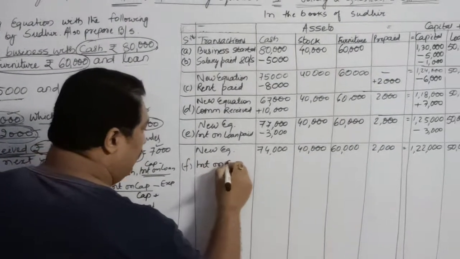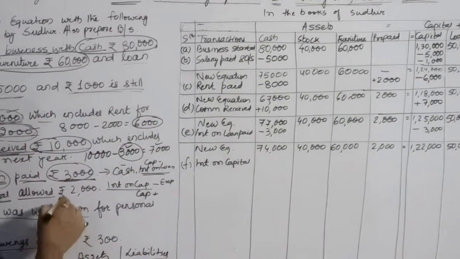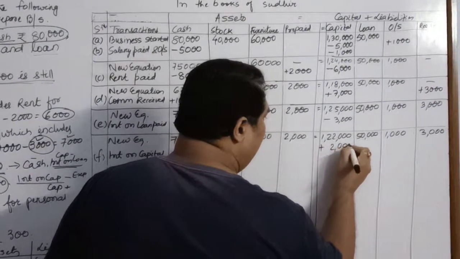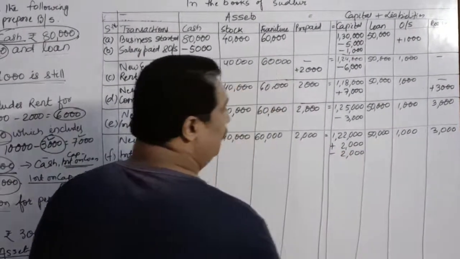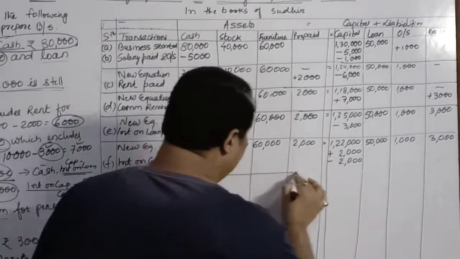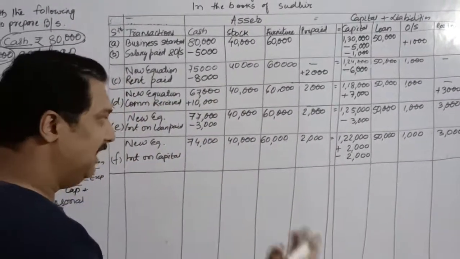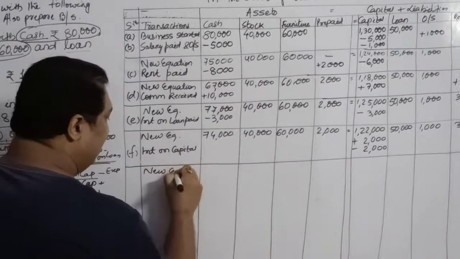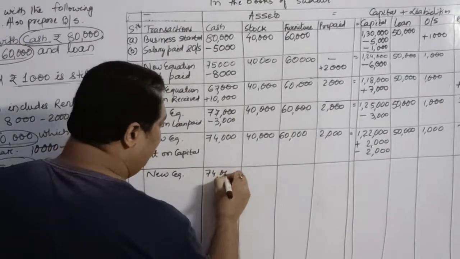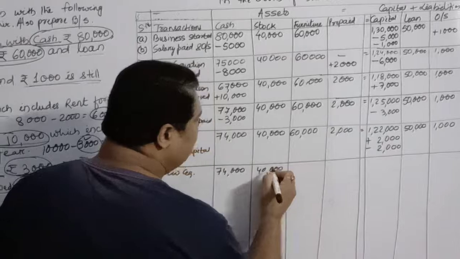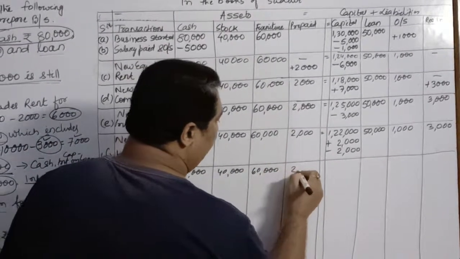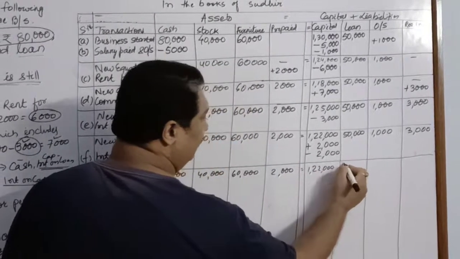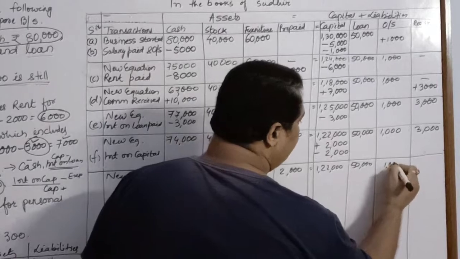So I will write interest on capital. Children, once again I repeat, interest on capital will be added to capital. At the same time, it will be subtracted from capital itself. Why? Because interest on capital is an expense, and the other thing, it is never paid to him in cash. So because of that, it will increase his capital also. So there will be addition and subtraction both taking place with the capital itself. So the current position is the same, 1,22,000, but you will have to show it. There is no option out.